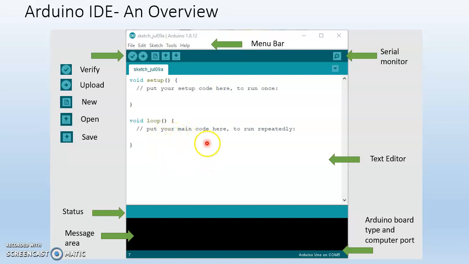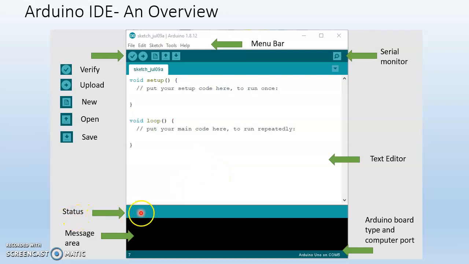So for example, we have to blink an LED continuously. We will write that LED blinking program here in void loop. Void setup will run once, and void loop will run in a loop. This is called the text editor.